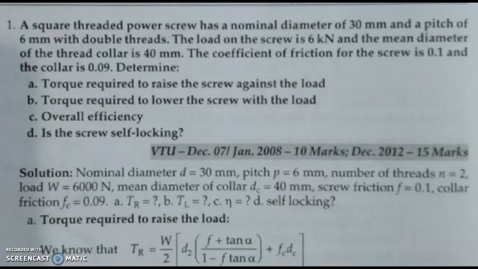Please listen. A square threaded power screw has a nominal diameter of 30 mm and a pitch of 6 mm with double threads. The load on the screw is 6 kN and the mean diameter of the thread collar is 40 mm. The coefficient of friction for the screw is 0.1 and for the collar is 0.09.